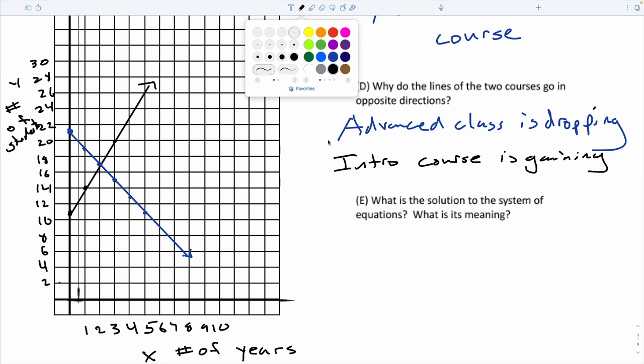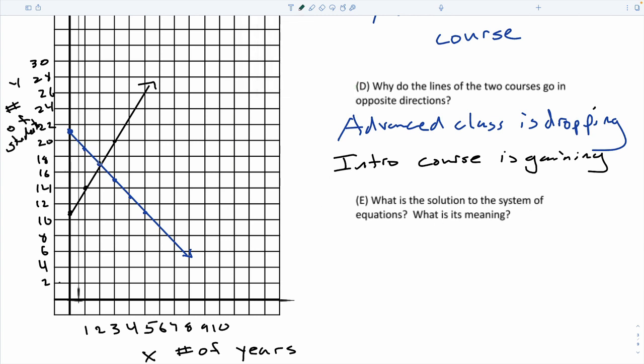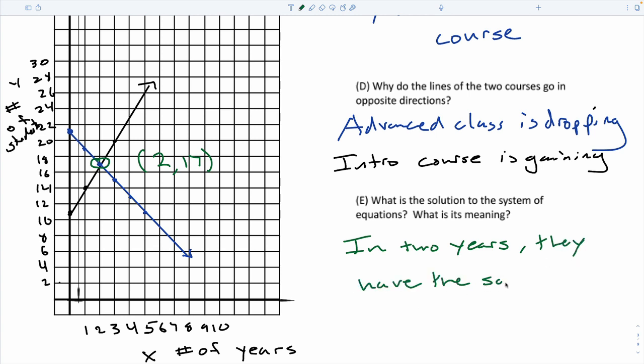What's the solution to the system of equations? What is the meaning? There's my solution where they are crossing. What's the answer for the solution? Give me a coordinate point, Jacob. Over 2 up 17. And what does that actually mean? Yeah, keep going. So in 2 years, they have exactly the same number of students.